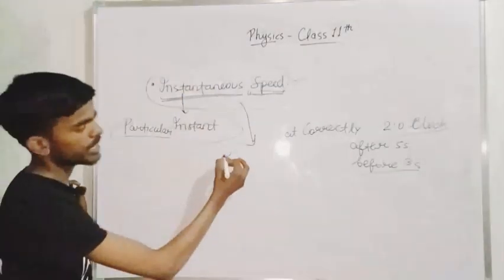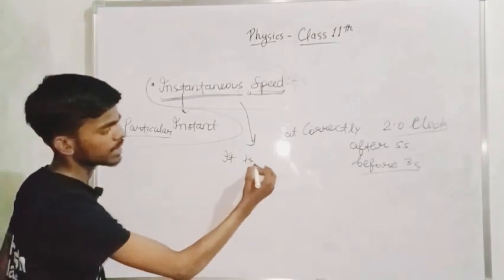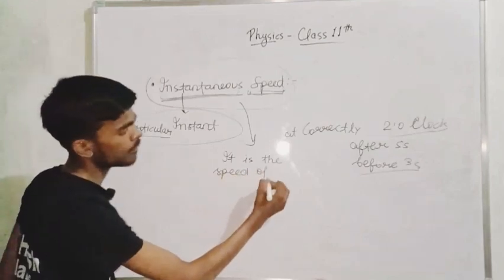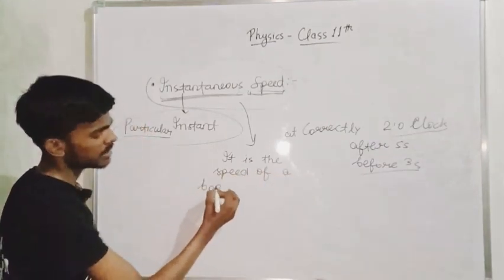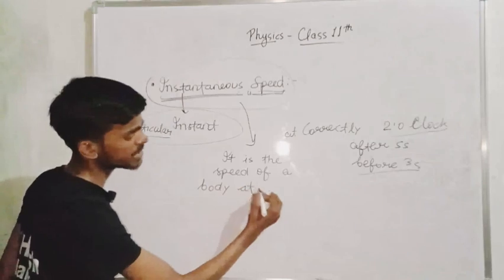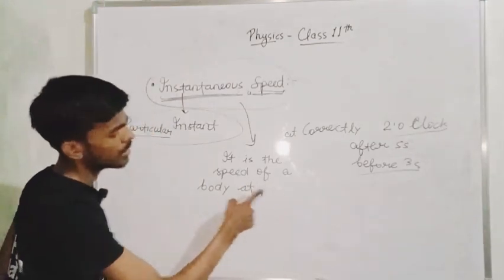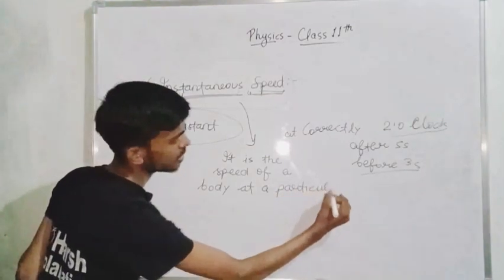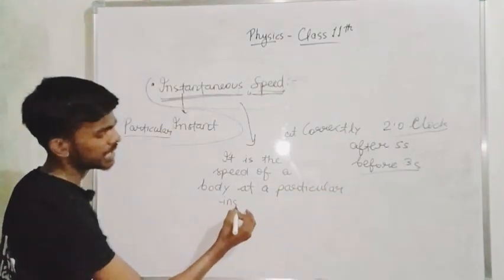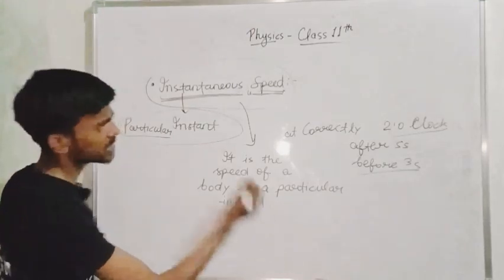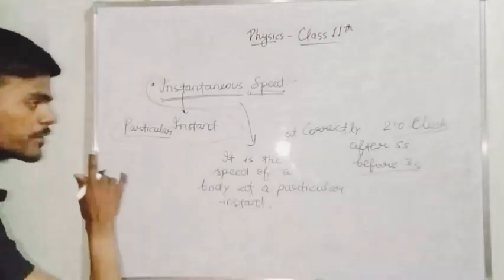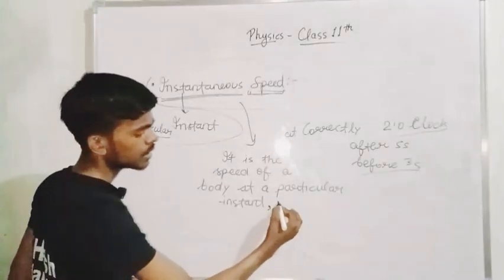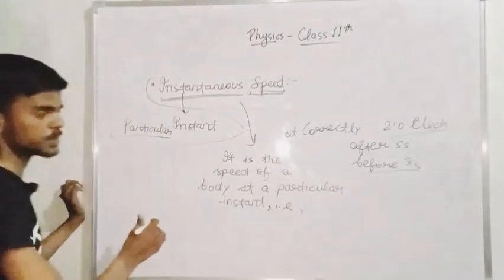So we can write its definition. It is the speed of a body at a particular instant. Okay, so it is very clear here what instantaneous speed is. And now we will give an example, but first of all we will give the formula. So what is the formula of instantaneous speed?